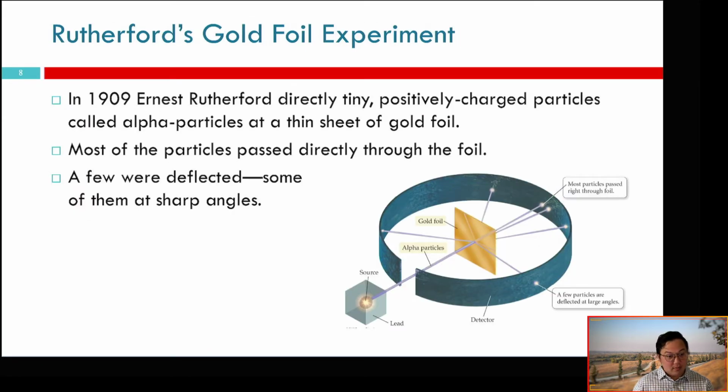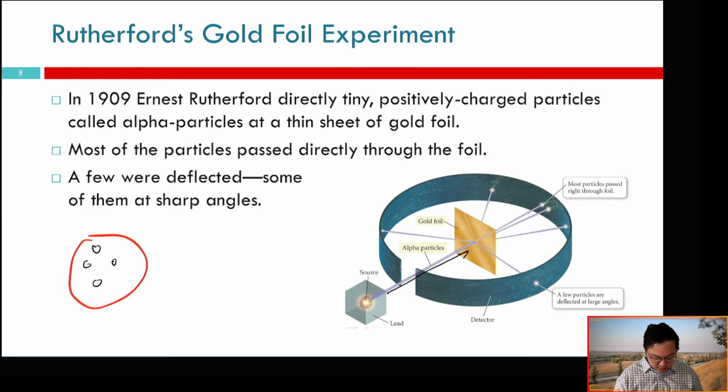Then in 1909, which, if you think about it, is a long time ago, but it's not that long ago, Ernest Rutherford conducted an experiment where he set up a beam of positively charged alpha particles and shot them at a thin sheet of gold foil. Now, if our model of the atom is this nebulous, positively charged sphere with electrons interspersed throughout it, you'd expect that all of the particles would pass directly through it with very, very little deflection.